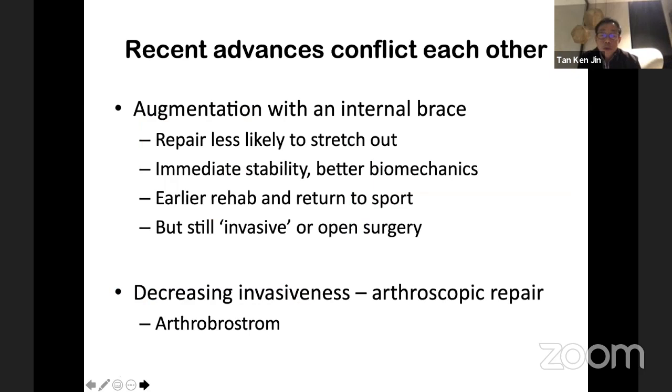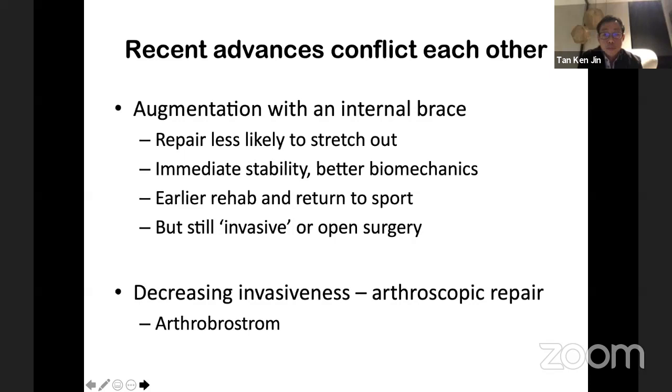So really the recent advances, I feel, conflict with each other to some extent. Like we said, the internal brace is good. The repair is less likely to stretch out. It gives stability, better biomechanics, faster rehab. But on the other hand, as you know, I am quite a fan of the arthroscopic reconstruction as well. So being able to decrease the invasiveness of the repair is good, but that somehow is fighting with the other advancement, which is the internal brace.